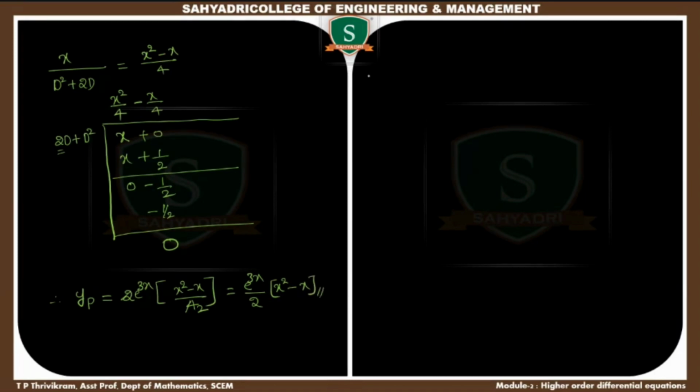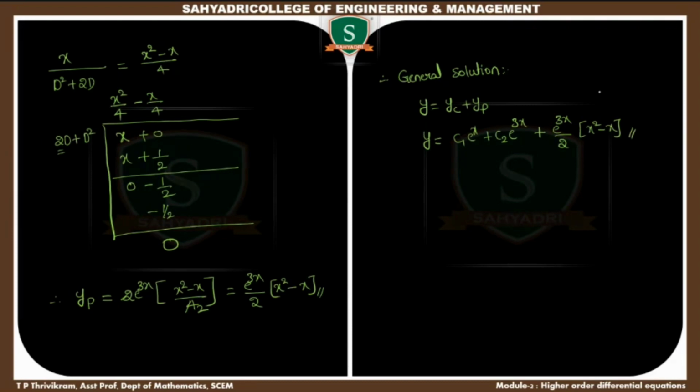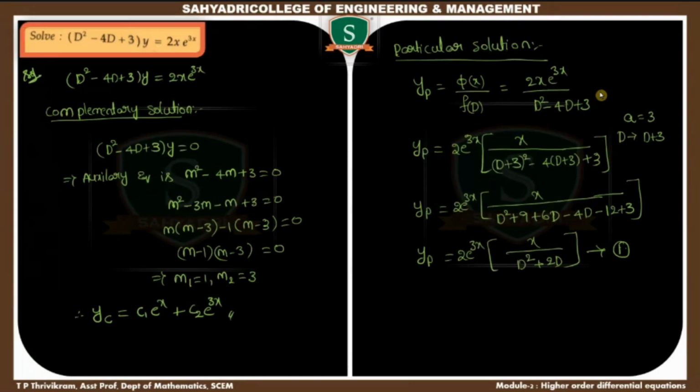Got it? Now you can write the general solution, which is nothing but y equal to yc plus yp, where yc is c1 e power x plus c2 e power 3x, plus e power 3x divided by 2 into (x square minus x), which is the required general solution. So just go through it once.